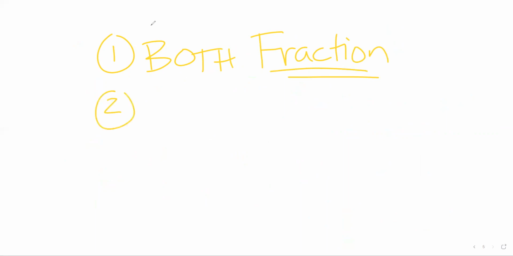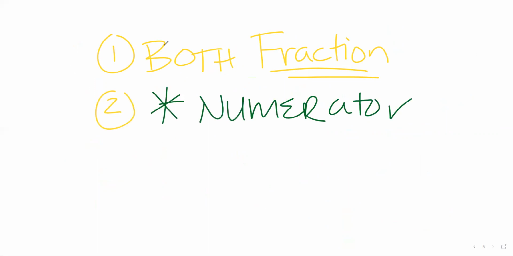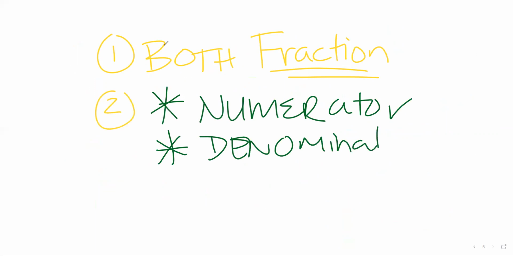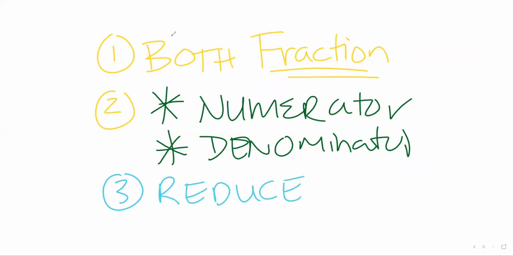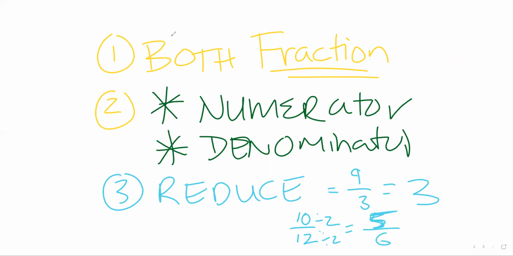Then you are going to multiply the numerator. And then you will multiply the denominator. And finally, to wrap it all up, you will reduce so you have a simplified answer, meaning if it's top heavy, convert it to a mixed number. And if it just needs to be reduced by division, something like 10/12, then again, remember your rules of divisibility.